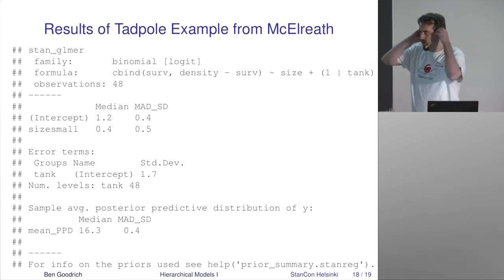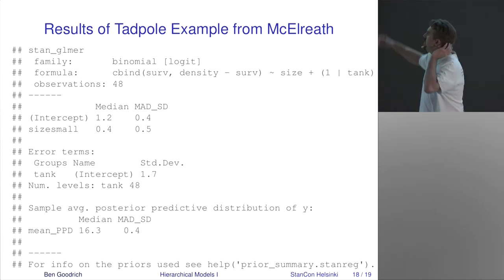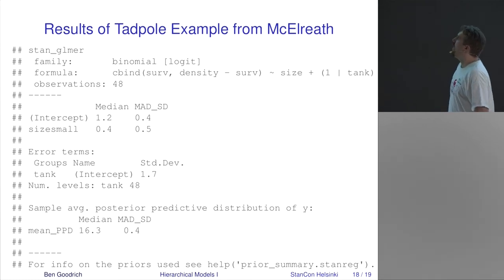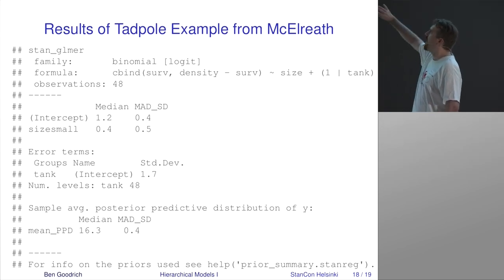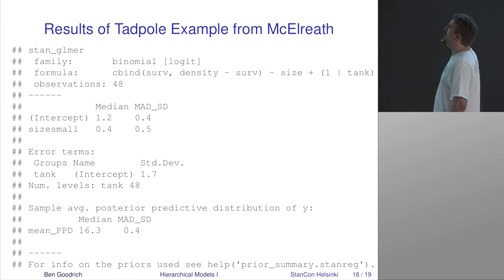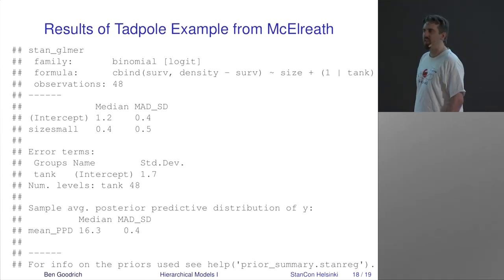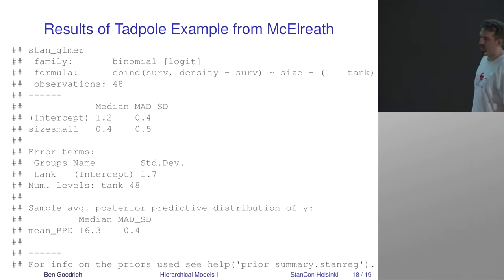Then if we go to look at the output, when you call print, we can see the posterior median of the overall intercept is about 1.2. The standard deviation of the overall intercept is about 0.4 or so. These are just summaries of our posterior distribution. The coefficient on the size of the tank seems to be not that large relative to the uncertainty in it.